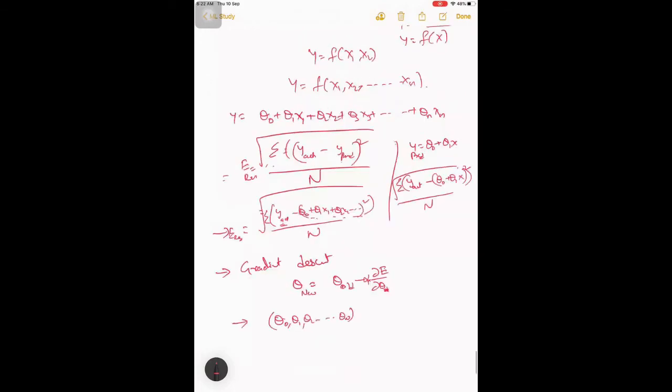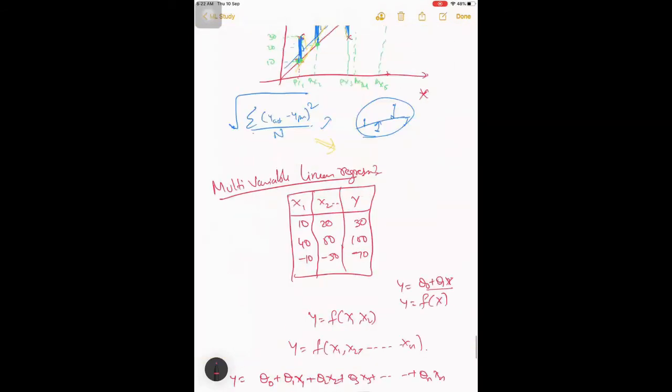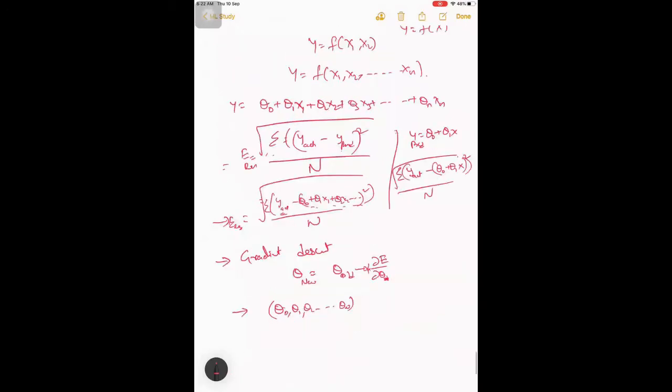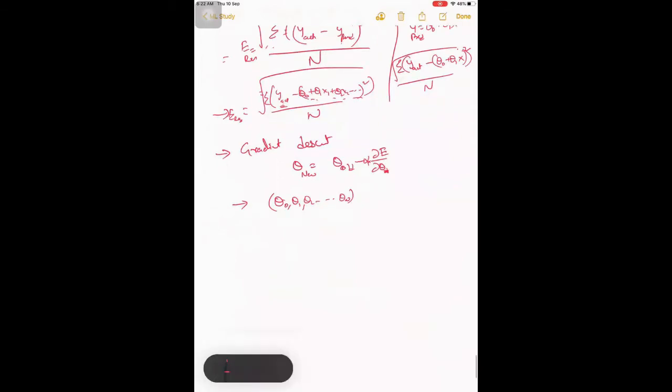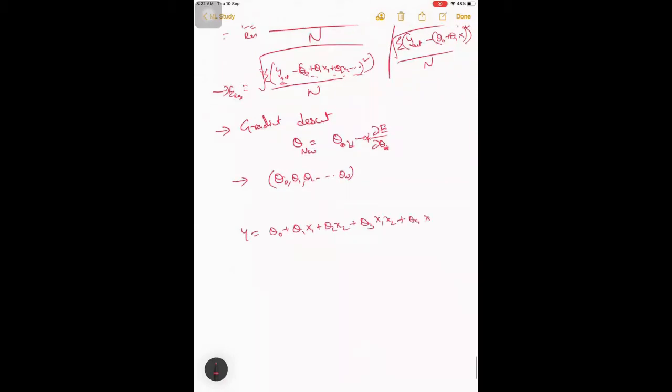So if you see, the concept is the same even for multivariable, right? Let us say you may have a combination of x1, x2. In that sense, you can also define your y as theta naught plus theta 1 x1 plus theta 2 x2 plus theta 3 x1 x2, something like this, right? Plus theta 4 x1 square plus theta 5 x2 square. Can we write it like this? This can also be possible, right? It need not be linear.